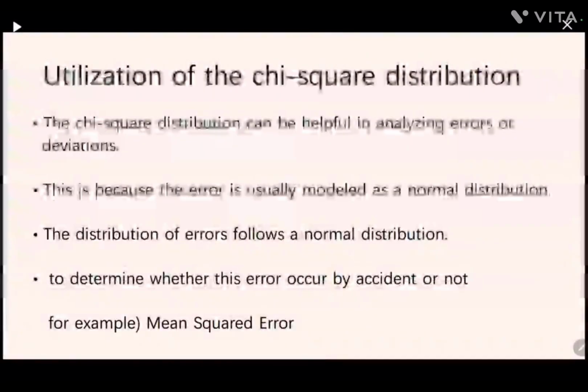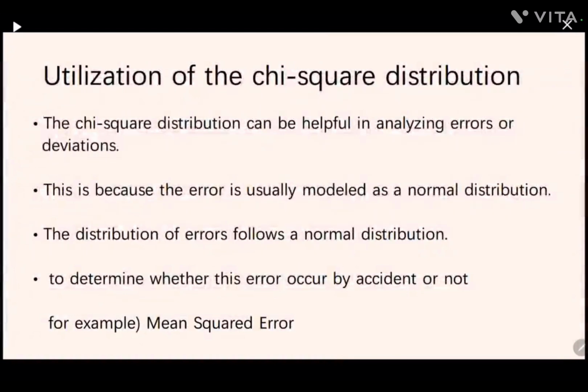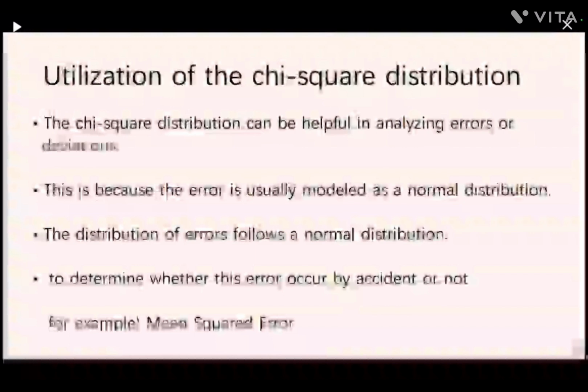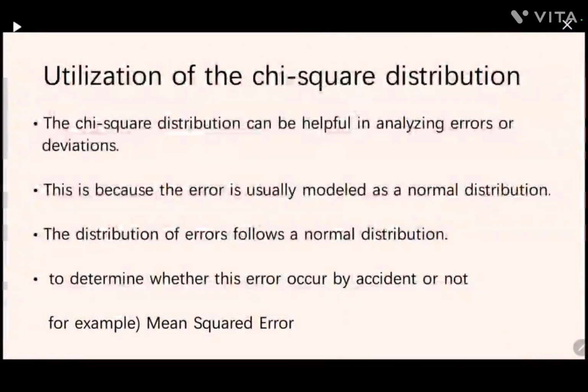In addition, according to the central limit theorem, if the number of samples is numerous and the error is defined using a sum, the distribution of the error is normal. For example, mean square error is the sum of the squared differences between the predicted value and the target value, divided by the total number of output values, indicating that it is related to the chi-square distribution because it also follows the normal distribution.